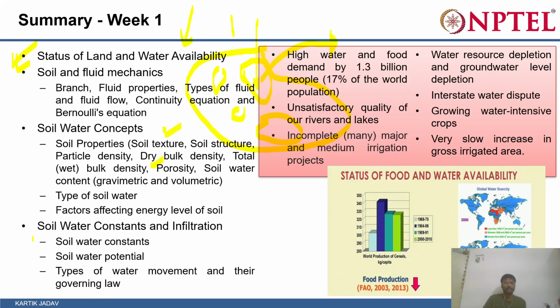Then we also moved to the soil water constants. So again it's field capacity, permanent wilting point, ultimate wilting point, and available water. So there are different terms that help us to design the irrigation technique, or choose which kind of irrigation technique is best suitable.